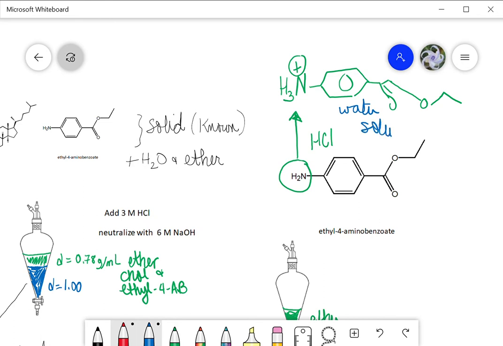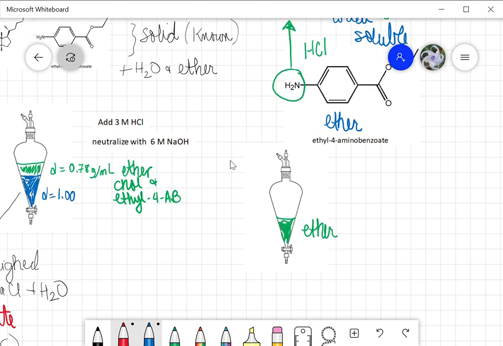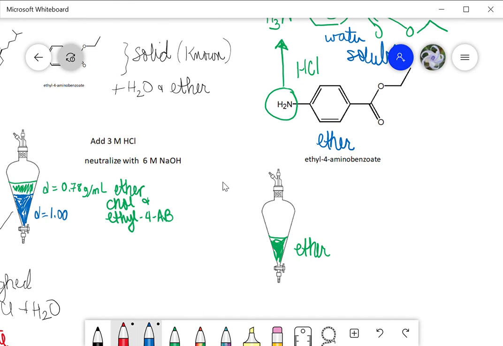The neutral one is not soluble. This is ether soluble. But the protonated one is now water soluble. So if I add HCl to this, it will obviously be in water.